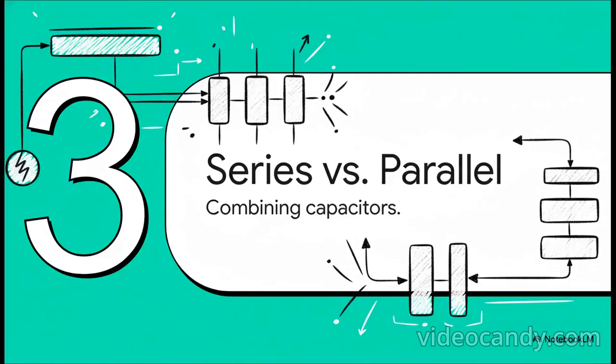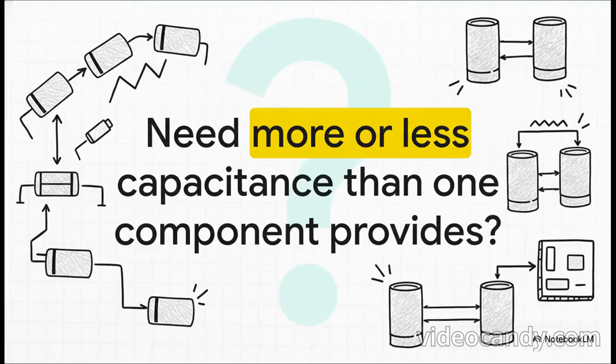Okay, so that's how a single capacitor works. Pretty cool. But what happens when you need a little more storage, or maybe a little less, than what a single standard capacitor gives you? Well, that's when you start connecting them together in circuits. I mean, think about it. In the real world of electronics, you can't just go to the store and find a capacitor with the exact capacitance you need for every single project. It just doesn't work that way.